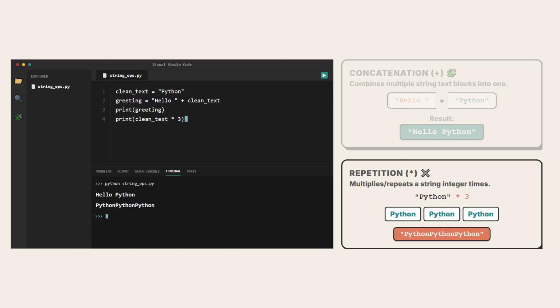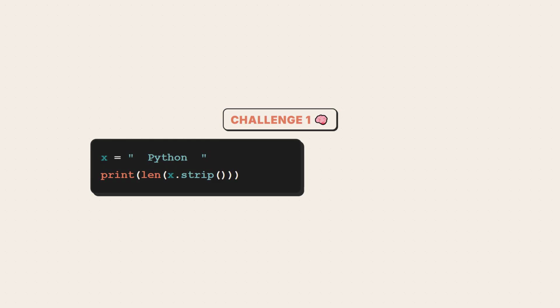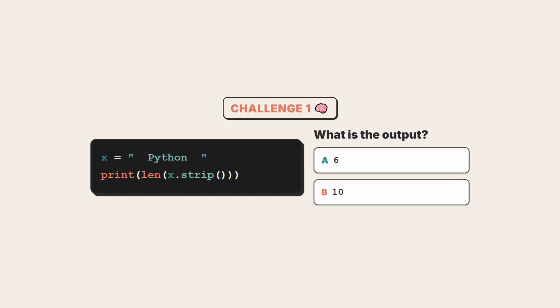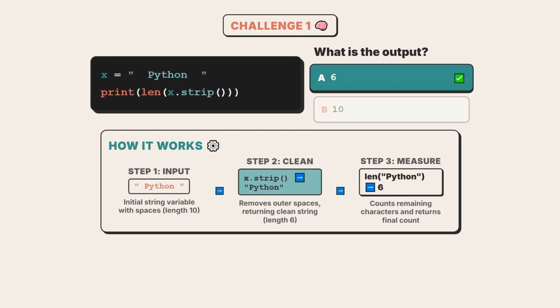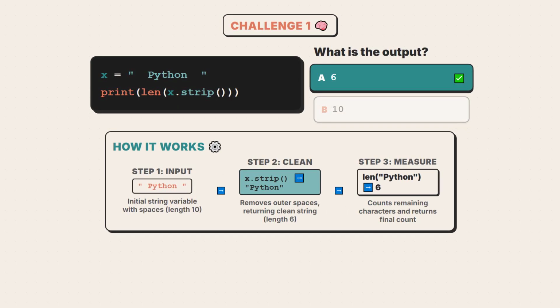Now, let's test your understanding of all these string features with a few quick challenges. x equals " Python ". Print len(x.strip()). If we run this program, what is the output? Option A, 6. Option B, 10. Pause the video if you need time to think. Ready? The answer is Option A, 6. Because the strip method runs first, removing the spaces, leaving us with 6 characters.